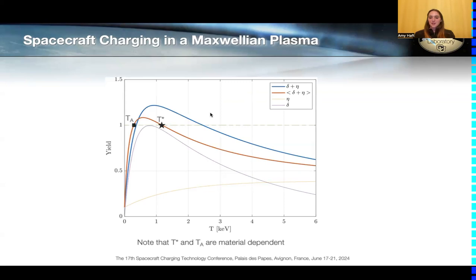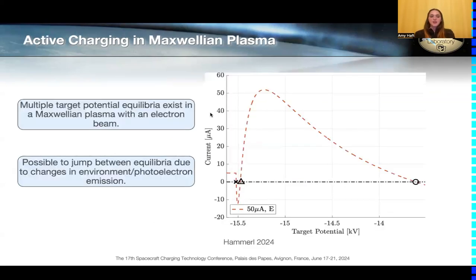This figure graphically illustrates the critical temperature as well as the anticritical temperature, which are the two times that the current balance equation shown on the previous slide intersects 1. Previous research has shown that when using an electron beam in a single Maxwellian plasma, the target potential actually has 3 equilibria. The most and least negative equilibria are stable, while the middle equilibrium is unstable. It's possible to jump from one stable equilibrium through the unstable equilibrium to the other stable equilibrium due to changes in the environment or photoelectron emission.